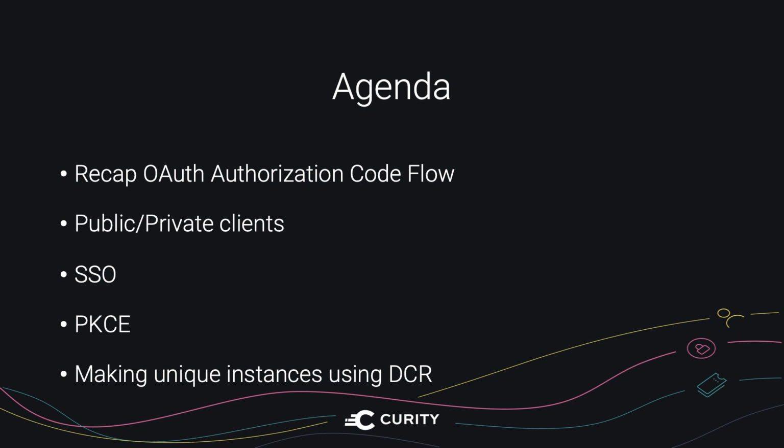I'm going to start off with doing a quick recap of the OAuth authorization code flow, and then I will explain the difference between public and private clients. We're going to talk about how to use OAuth best practices to achieve single sign-on between your application and the system browser and also other apps in the same device. Next, I will talk to you about what PKCE is and the problem it solves. And lastly, I'll show you a technique you can use to create unique client instances that also is tied to a user using dynamic client registration.